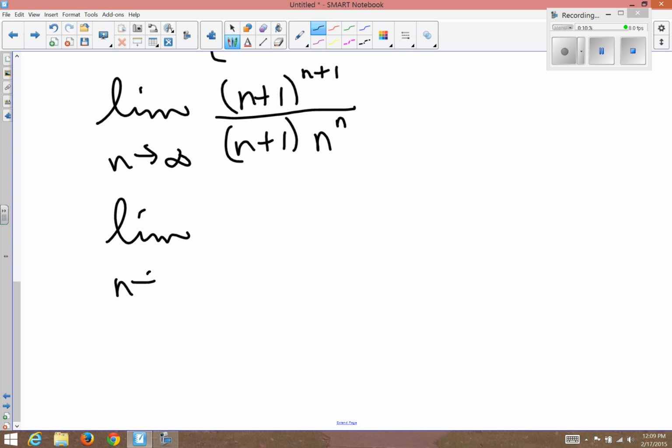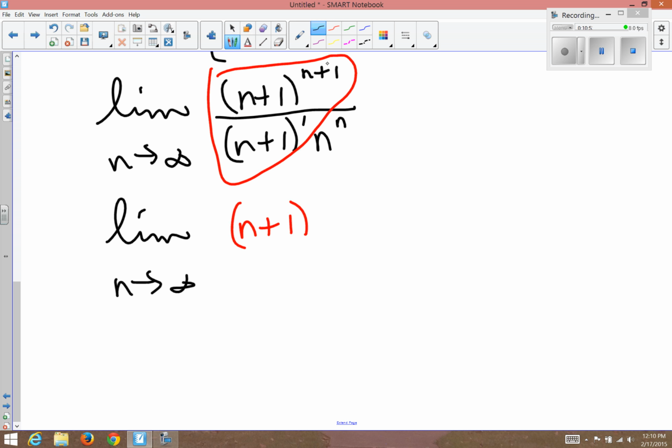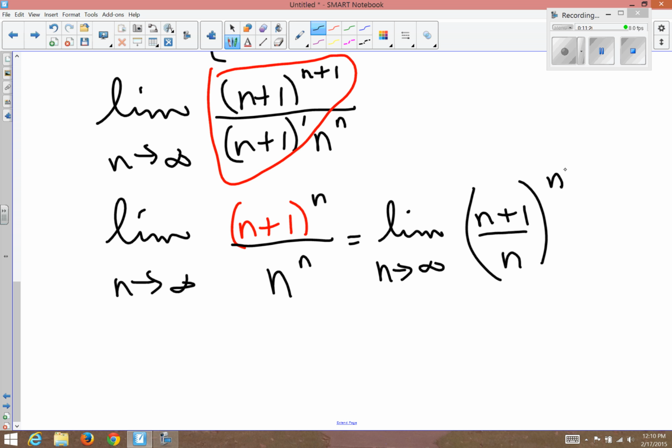Okay, limit as n approaches infinity. Right here we have some division with the same base. The rule for dividing with the same base, like bases, is keep the base and subtract the exponents. n plus 1 minus 1 is n. Still have this n to the n in the denominator. Since these two things, n plus 1 and n, both have this exponent, this can be rewritten as the limit of (n+1)/n, this whole thing to the n.